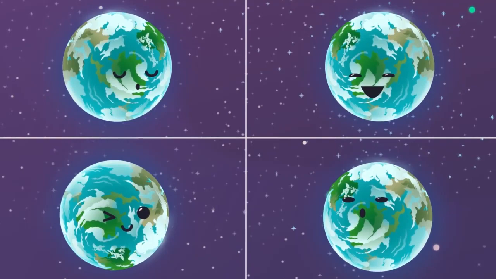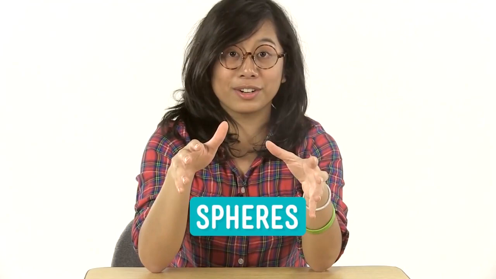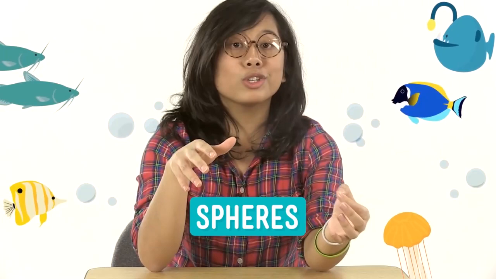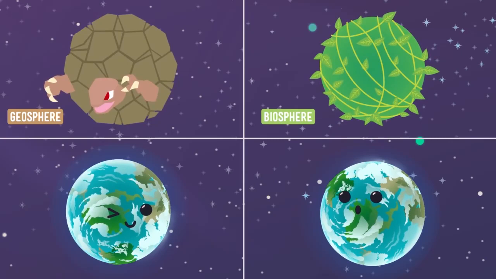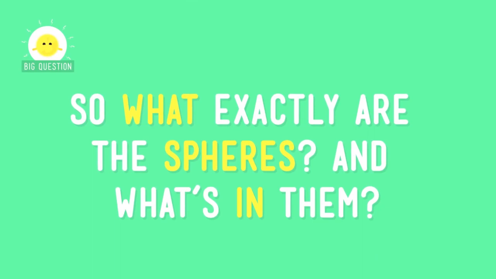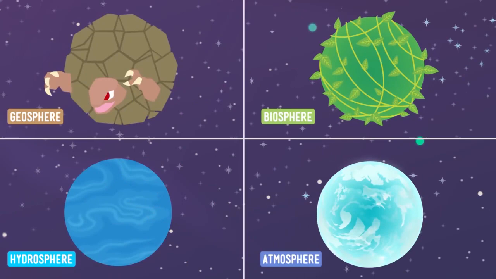We call these parts spheres, and between them, they contain all the stuff on our planet. Everything from the fish in the ocean to the air we breathe. Earth has 4 spheres: the geosphere, the biosphere, the hydrosphere, and the atmosphere. So, what exactly are the spheres, and what's in them? Let's take a look at 2, the geosphere and the biosphere.